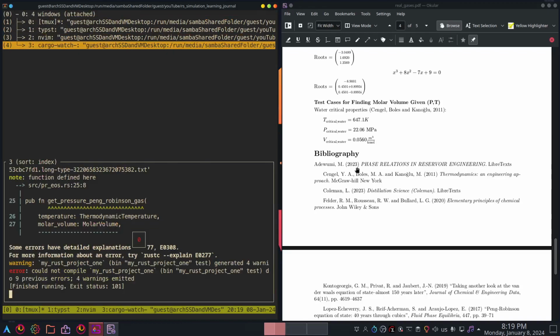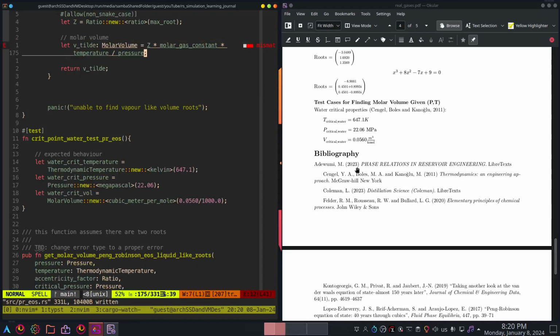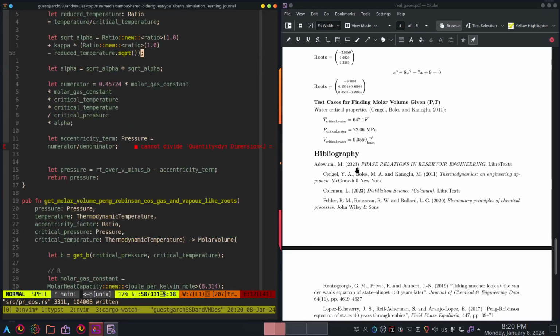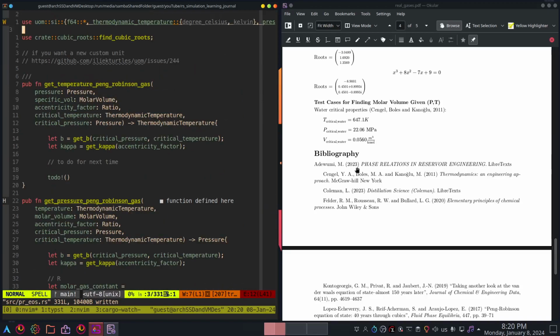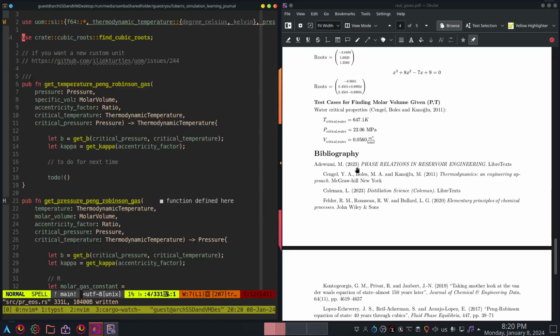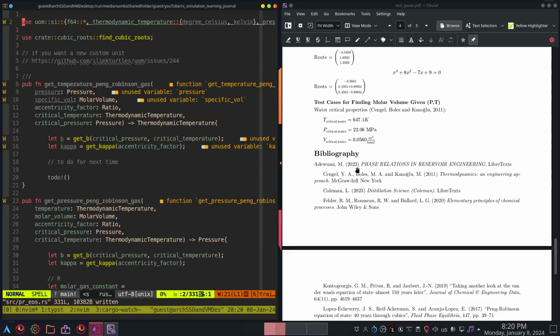Why is that mismatched type? Oh, expected F32. Arguments to this function is incorrect. Oh, I see. I got to delete this. Okay, I've imported the wrong things.